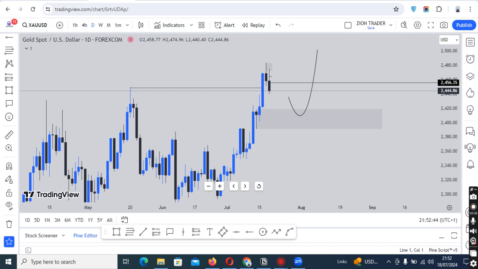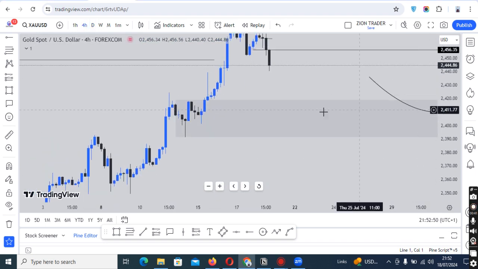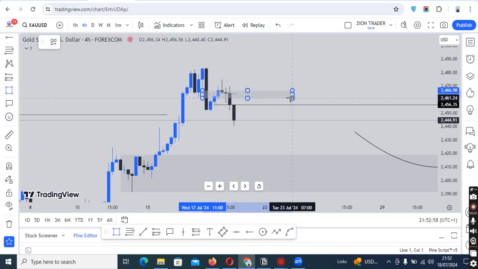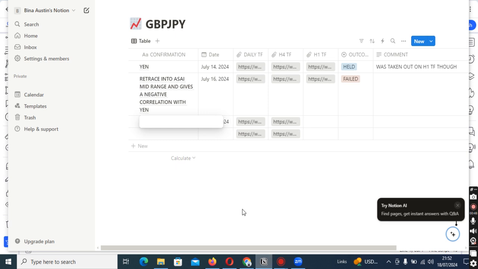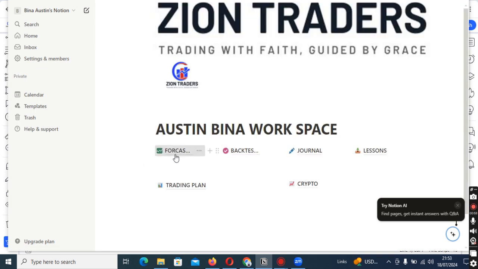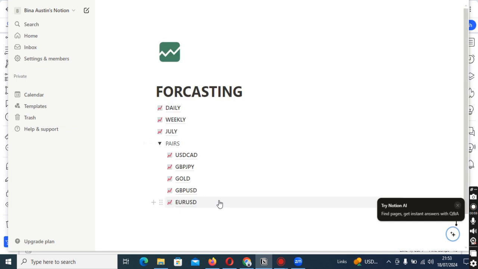All right, guys. So on our last episode, I told you guys that we were expecting gold sell, and that was actually what we were expecting. We did outline this fair value gap here, right? We outlined the imbalance that was here, right? So let's quickly take a look at it. So I'll go to my forecast and my journal and everything.